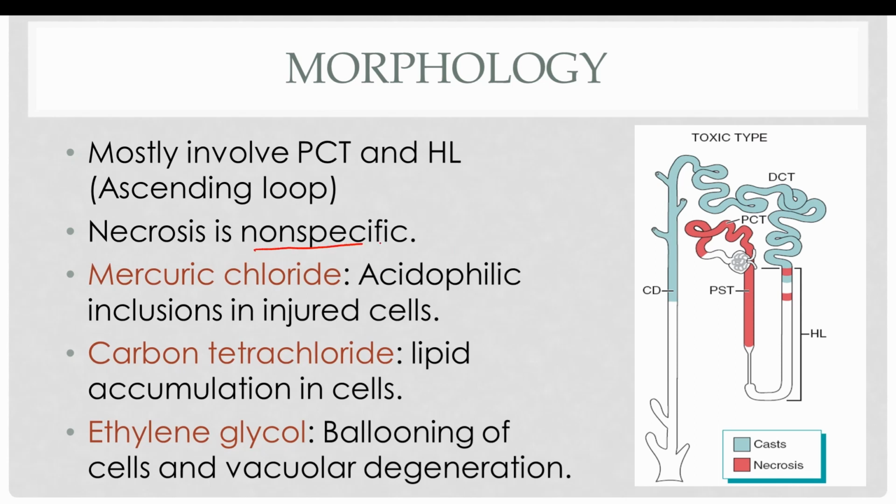Necrosis is non-specific. Non-specific necrosis means that each type of nephrotoxin causes a different type of injury, which appears in a different way on the histology. Such as in mercuric chloride, there are acidophilic inclusions in the injured cells, whereas in carbon tetrachloride, there is excessive lipid accumulation in the cells. Moreover, there is ballooning of cells and vacuolar degeneration in ethylene glycol. All these changes to the cells result in necrosis.